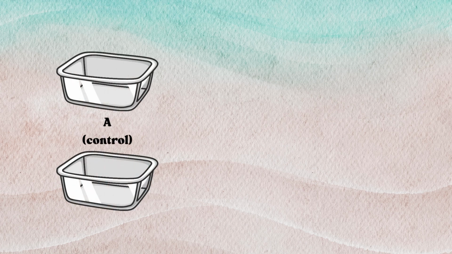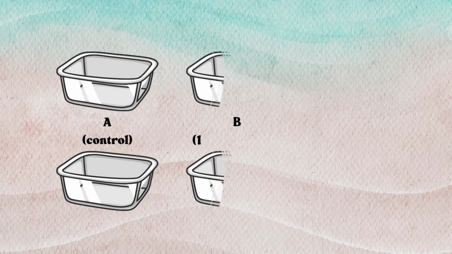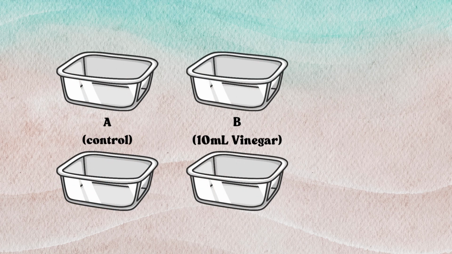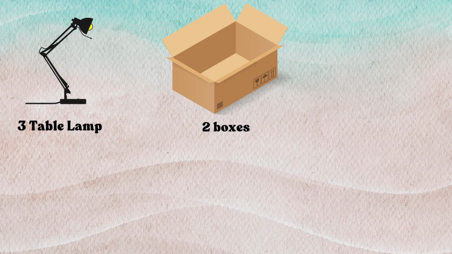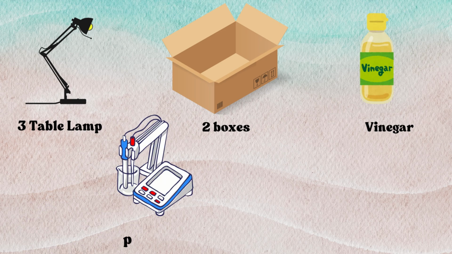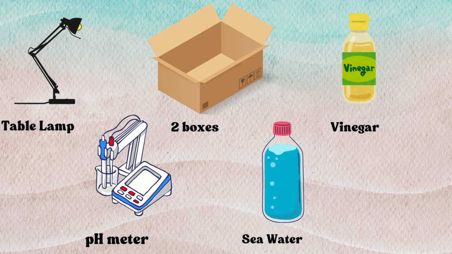We prepared 6 containers filled with seawater. Container A was the control, while containers B and C received 10 ml and 50 ml of vinegar to simulate different levels of carbon dioxide. The materials we used were 3 table lamps, 2 recycle boxes, vinegar, pH meter, and seawater.